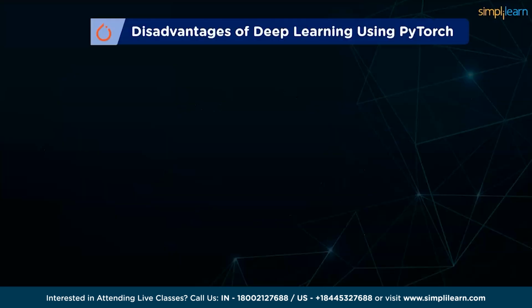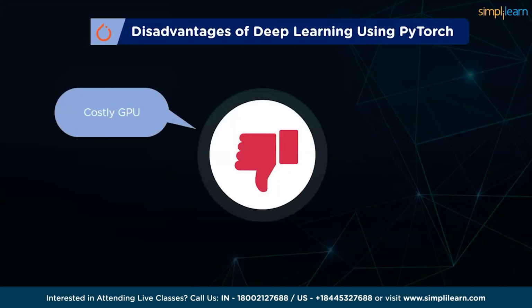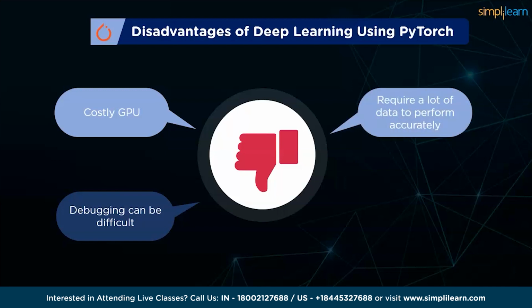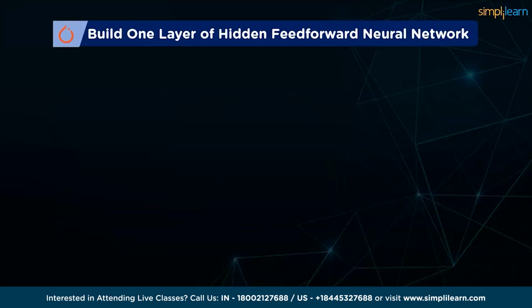Next, we have disadvantages of deep learning using PyTorch. First, the hardware needed for deep learning models such as GPU devices can be costly, and debugging deep learning models can be difficult when the dataset is large and complex. Deep learning models need a lot of data to perform accurately, which may not be possible in some applications. And then, deep learning model interpretation can be challenging, making comprehending how the model makes predictions difficult.